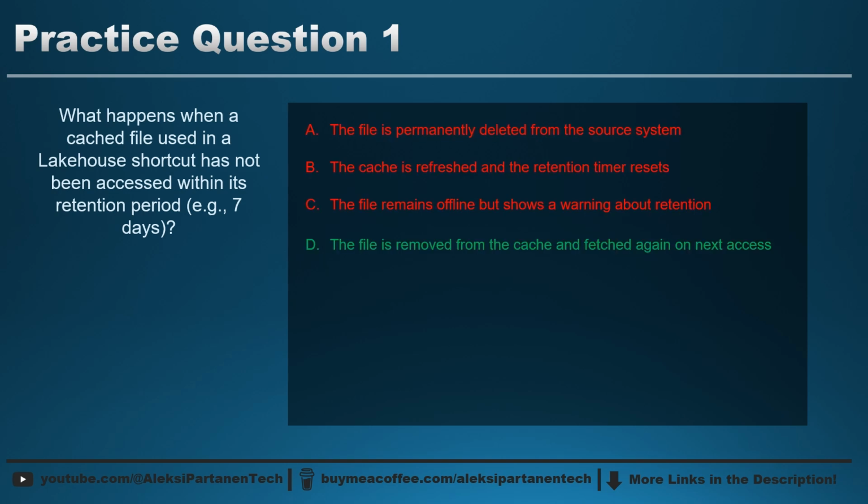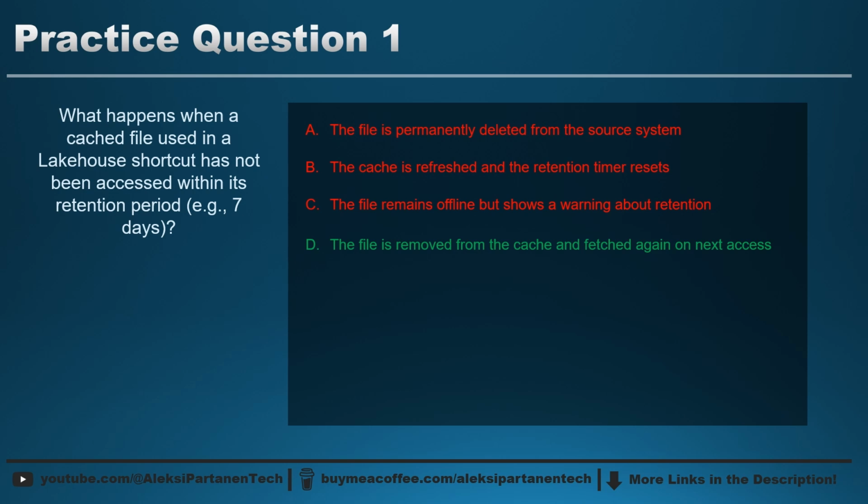The correct answer is D. The file is removed from the cache and fetched again on the next access, since this is how the cache will behave once the retention period is reached. A is incorrect since the file won't be deleted from the source. B is incorrect since there is no such functionality and the cache will refresh only if the data is accessed, but this option doesn't mention that. C is incorrect since no warning will be shown.